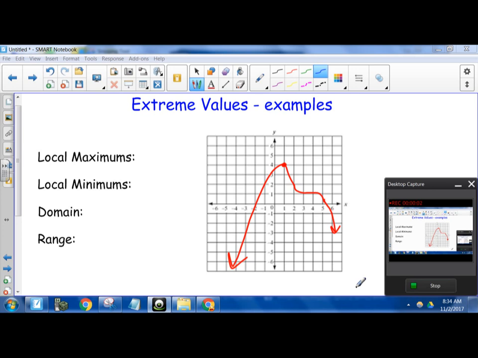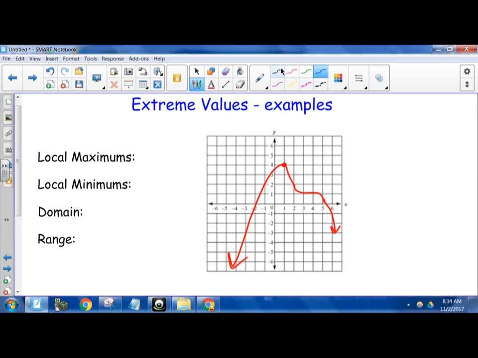Hey everyone, Mr. Schachter here, back with an extreme value example that doesn't really work like the rest of them. So this graph is weird. And the reason why this is weird is because we're used to graphs going up and down infinitely. And this one doesn't. And that's going to affect our answers here. As we work through it, I'll try to explain.